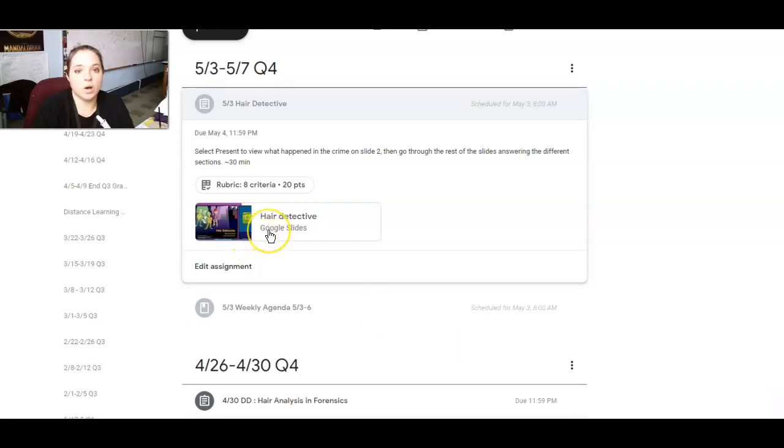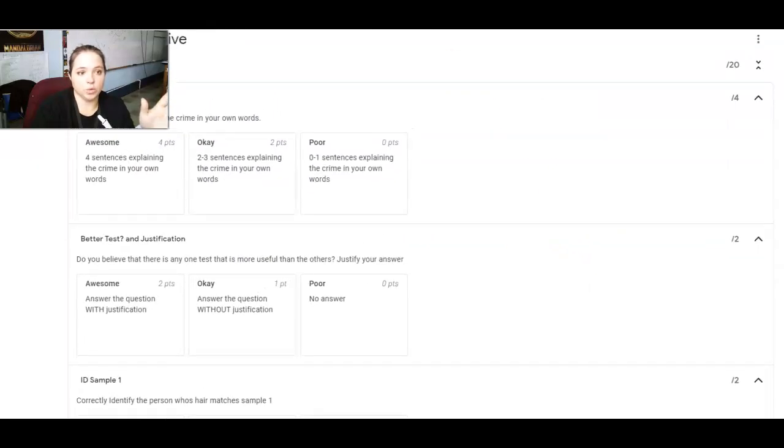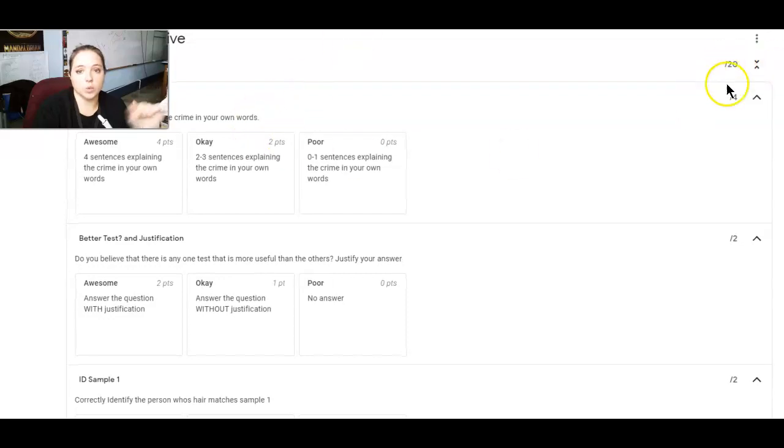All right, so this is the instruction for the hair detective. The first thing I wanted to show you right off the bat is the rubric, which you guys can definitely click on. And you will notice that it's worth 20 points. The whole thing's worth 20 points overall, so you get the grade up to 20 points.